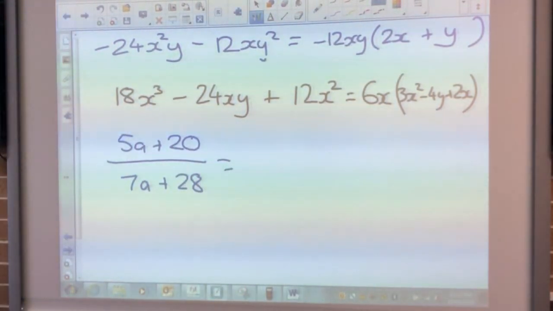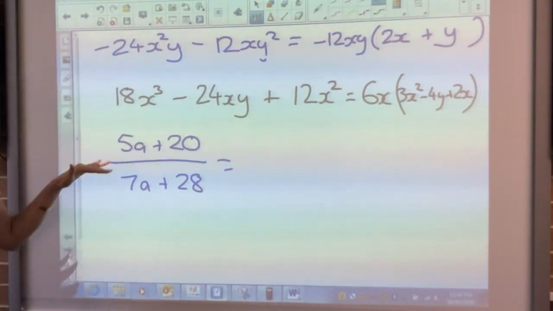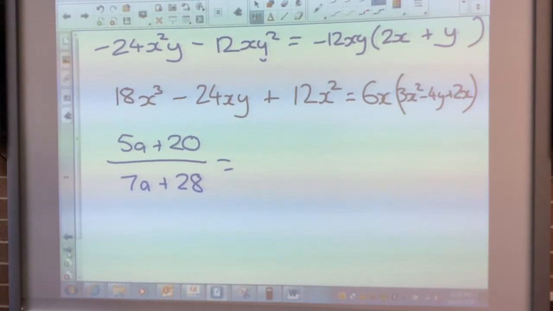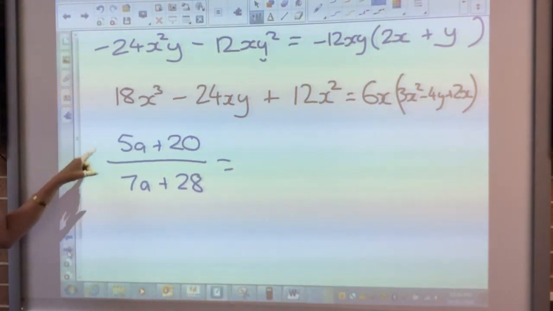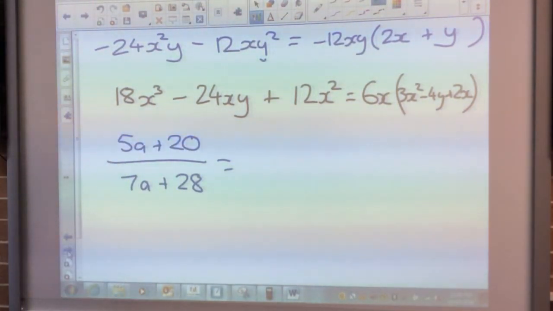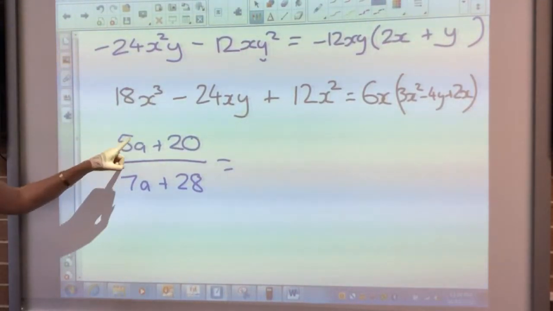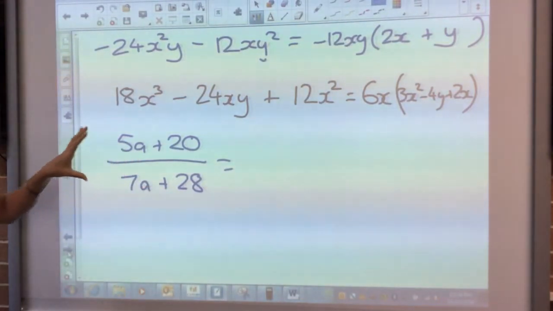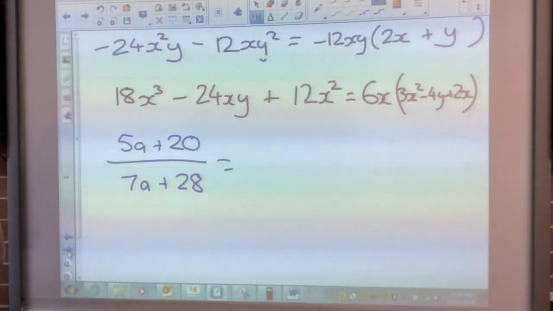Simplify the fraction. Is there anything that currently simplifies? The A's? No. Alright, here's a trick that you've got to be really careful of. You can only cancel top and bottom if it's a factor. Okay? A is not a factor of 5A plus 20, so I cannot cancel it. Even though there's an A there and an A there, because it's not a common factor, it can't cancel.